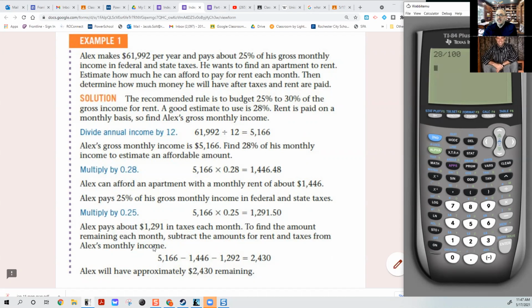To find the amount remaining each month, subtract the amounts for rent and taxes from Alex's income. So he gets $5,166 per month. Subtract the $1,446 for rent. Subtract the $1,292 for taxes, and he has $2,430 left over to spend on food and a car and clothes and whatever else Alex wants to buy. Utilities, electricity, internet, cell phone, all that kind of stuff has to come out of this money that's remaining.